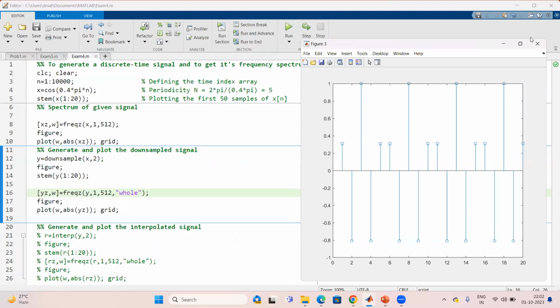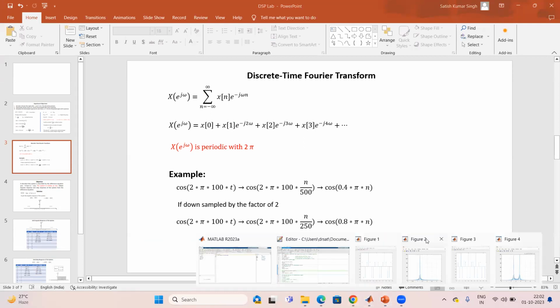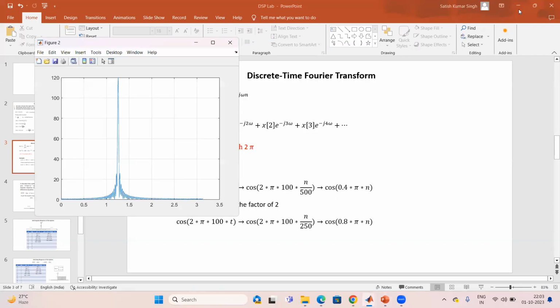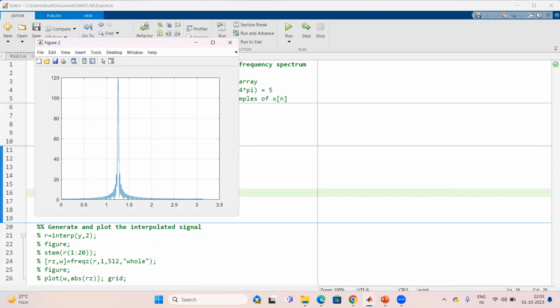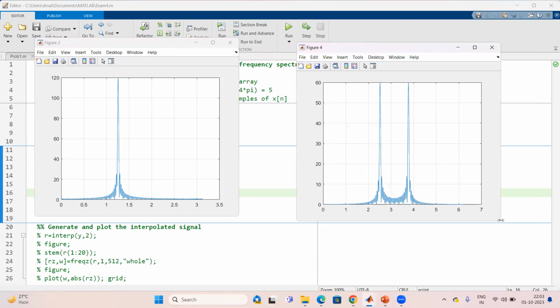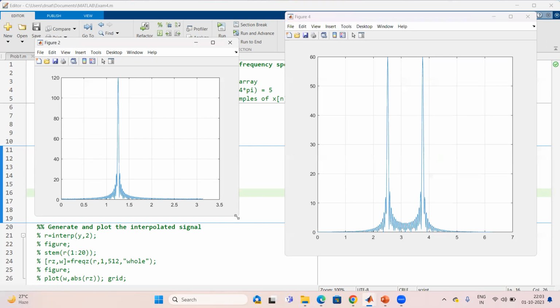And now you can see from this calculation, as I said, that after the downsampling, this discrete frequency will become 0.8 pi. When you see the spectrum of your original signal, this was the original signal. And if you compare it with the spectrum of your downsampled signal, here you can see this spectrum is now coming out at 0.8 pi. Fine. So here you can compare this value.